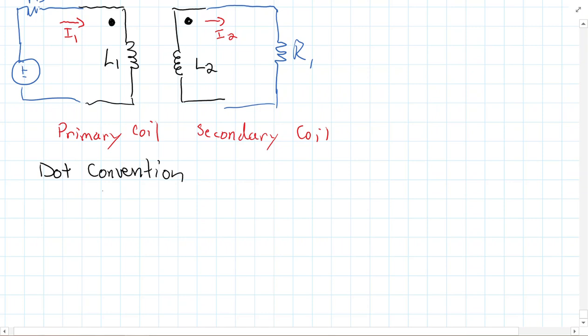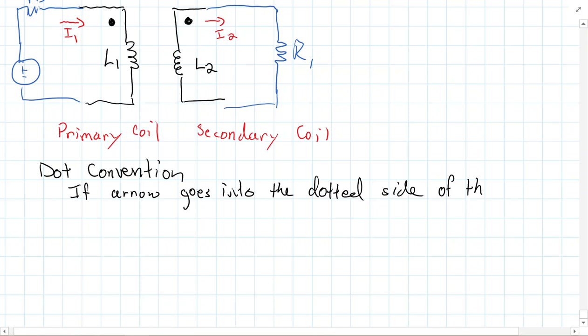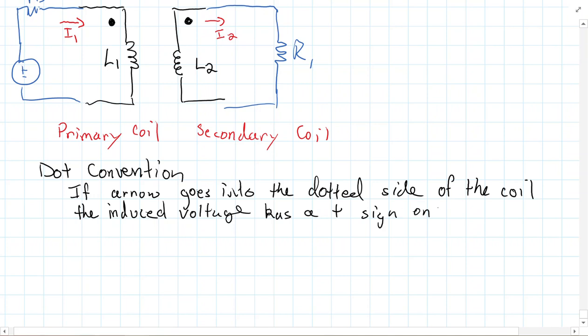And the dot convention was that if the arrow goes into the dotted side of the coil, the induced voltage has a plus sign on the dot.